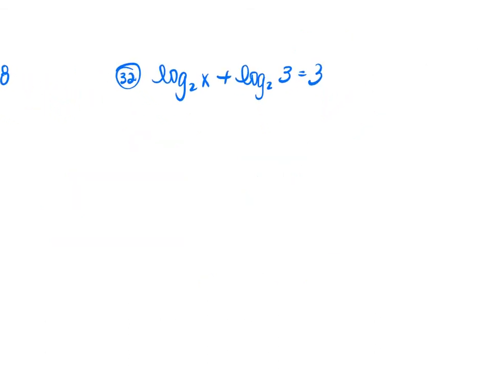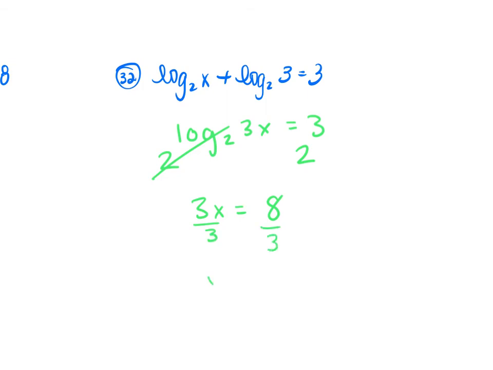Okay, 32, what do we do first? Condense. So log base 2 of what? What do we get? 3x is equal to 3. Now what? 2 on the bottom cancels out. 3x is equal to 2 cubed, which is 8. Divide both sides by 3. x is equal to 8 over 3.